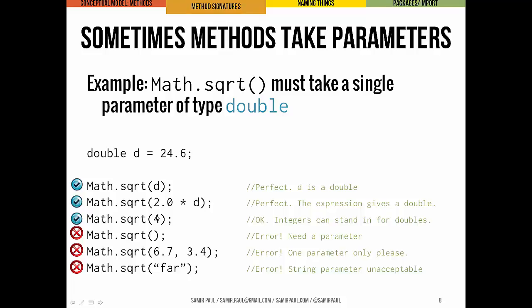If I do square root of 4, well, that's okay too, because integers can stand in for doubles. Doubles are a more inclusive class. Here, though, we start to have problems. If I say square root of nothing, well, that's an error. The square root method actually needs one parameter at least. Here, I'm trying to take the square root of two numbers. Well, that's a problem too. We need exactly one parameter. And here, we're taking one parameter, but it's the wrong type, so that's unacceptable.